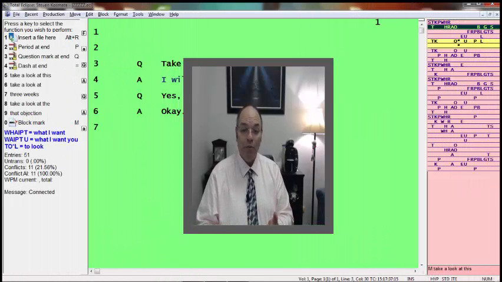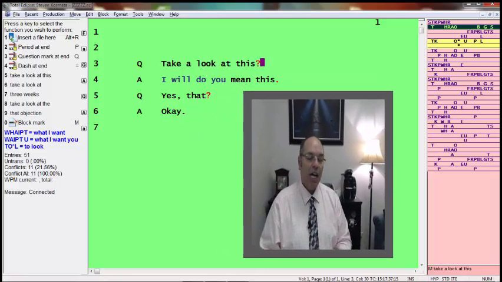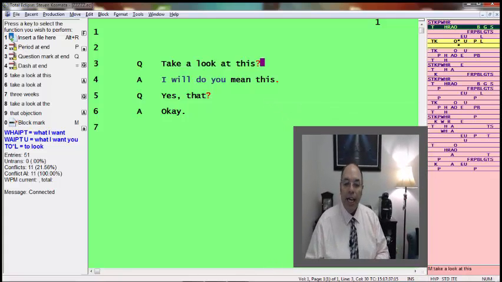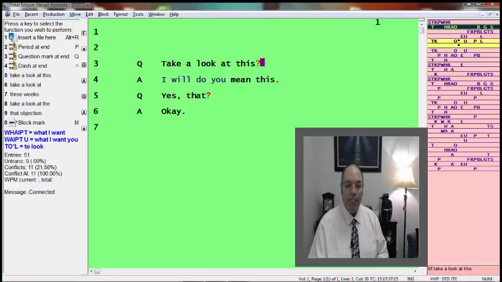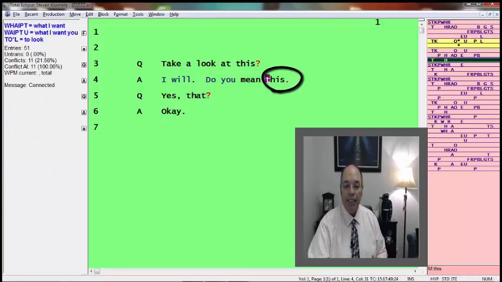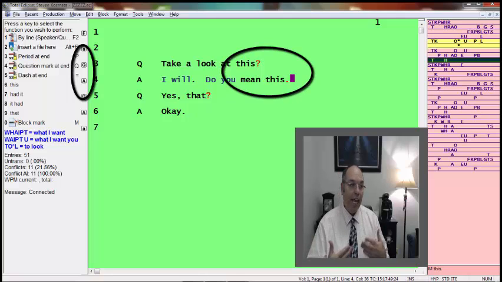Together a little transcript for you, and this is what would normally occur if you were doing your real time or sitting in your depo or your courtroom or CART work or whatever. And so this is what's going to normally happen: Q, take a look at this, question mark. Answer, I will. That should be a period, I didn't hit. Do you mean this? Well, that should be a question mark. But because of the way Eclipse is programmed already, Q paragraphs are going to take question marks, and answer paragraphs are going to take periods.